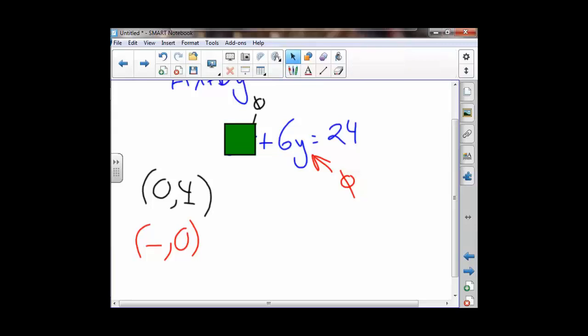And then next, if I plugged in 0 for y, as I'm stating over here, 0 times 6 is 0, so that cancels out. And then we have 8x is equal to 24. Isolate x, divide by 8, you get 3. That's correct. Okay? 3.